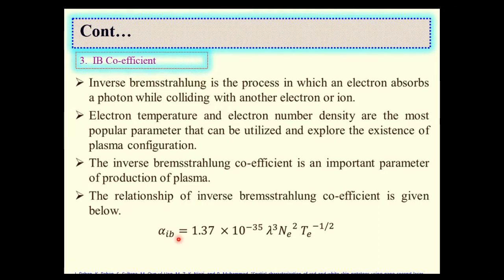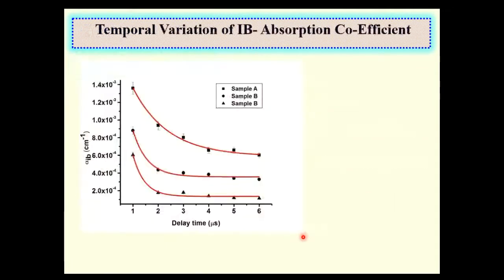So this is the formula for calculating the inverse bremsstrahlung coefficient. Here alpha IB is the inverse bremsstrahlung coefficient, lambda is the laser wavelength, n is the electron number density, and T is the electron temperature. So this is the variation of the inverse bremsstrahlung coefficient with delay time.